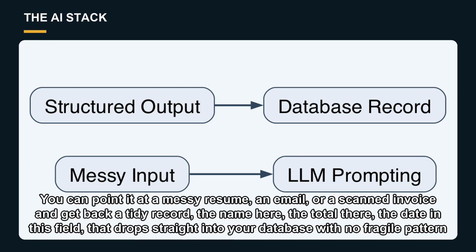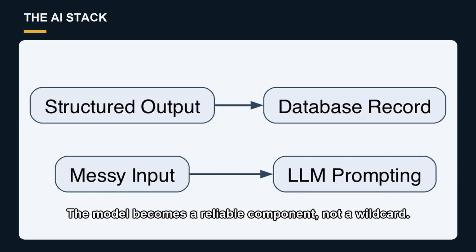You can point it at a messy resume, an email, or a scanned invoice and get back a tidy record. The name here, the total there, the date in this field. That drops straight into your database with no fragile pattern matching to clean up the mess. The model becomes a reliable component, not a wildcard.